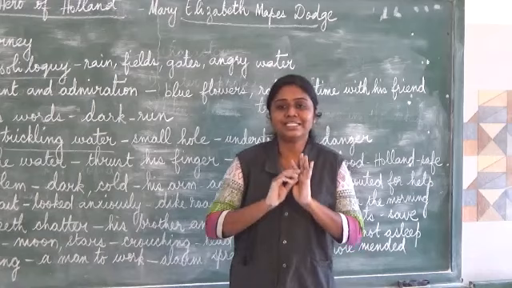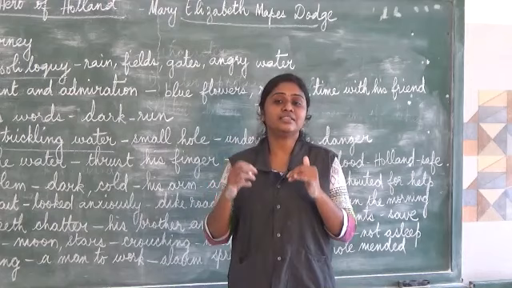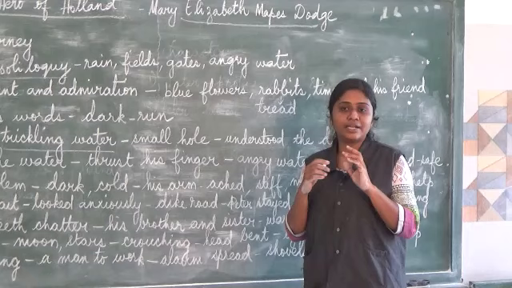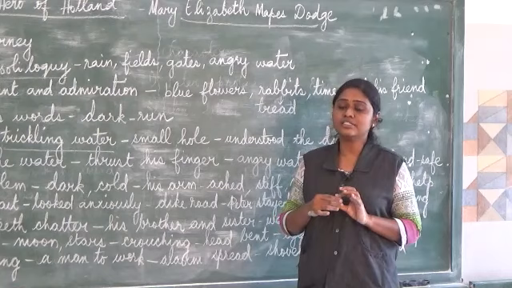So as long as he is there, he thinks that Holland is out of danger. Okay, Holland will not be flooded. He will not allow Holland to be flooded, and he thinks that Holland is out of danger, and he just continues to be like that.